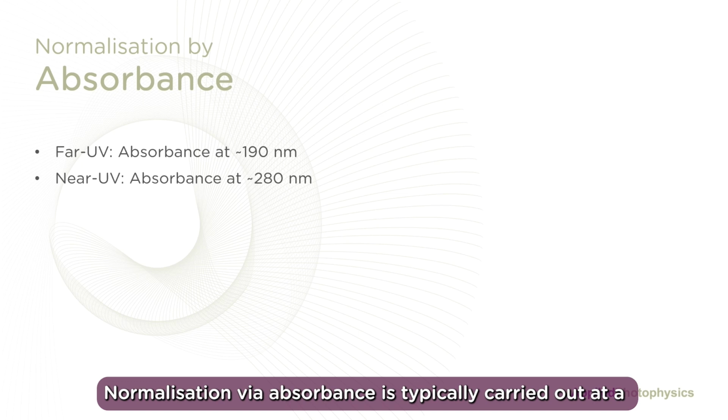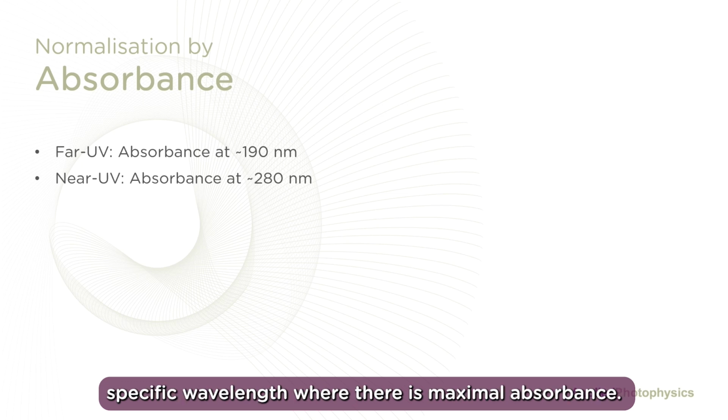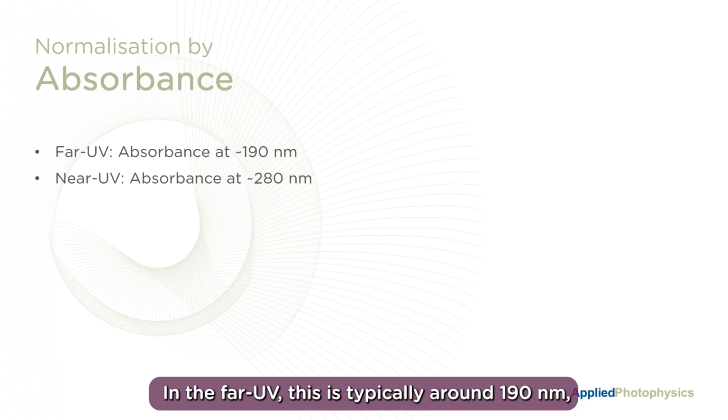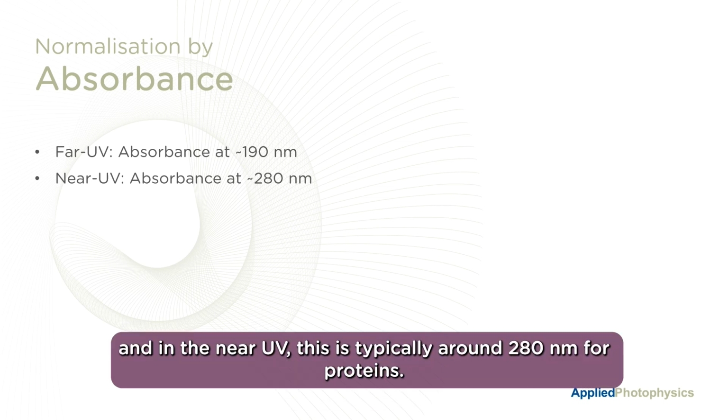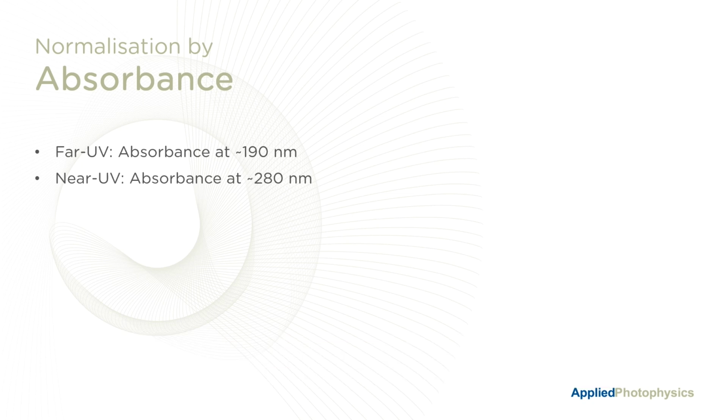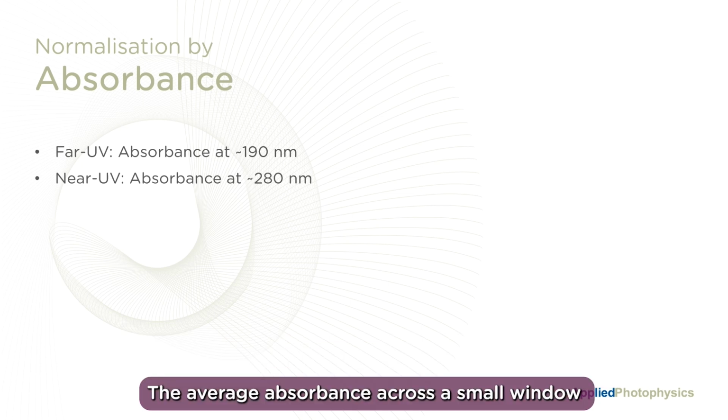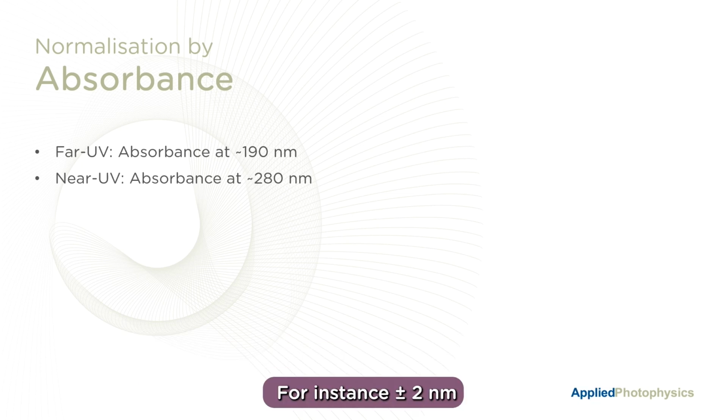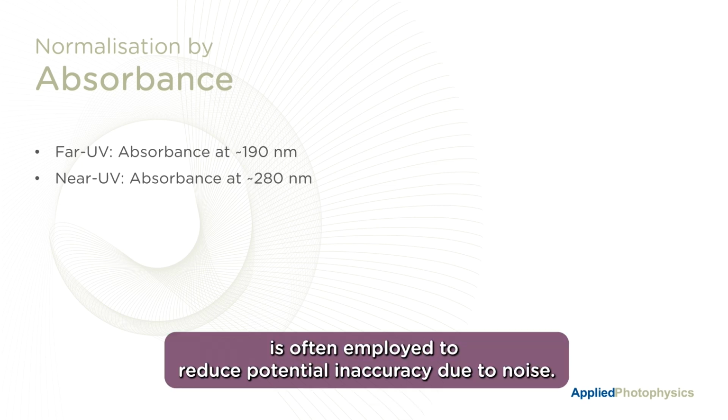Normalization via absorbance is typically carried out at a specific wavelength where there is maximal absorbance. In the far UV, this is typically around 190 nanometers, and in the near UV, this is typically around 280 nanometers for proteins. The average absorbance across a small window, for instance, plus or minus 2 nanometers, is often employed to reduce potential inaccuracy due to noise.